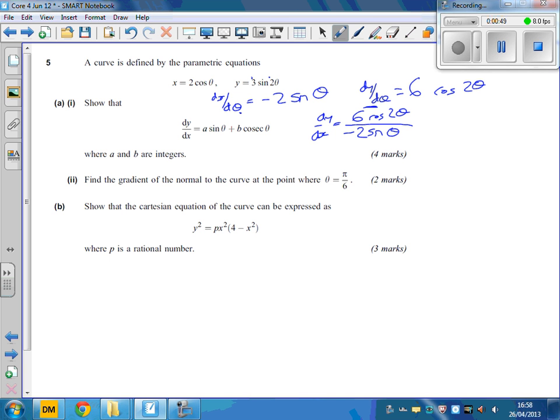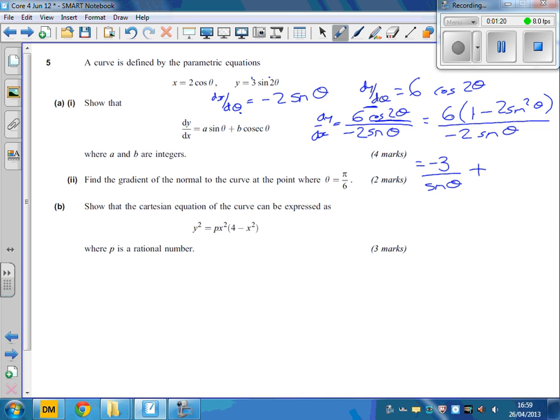It's not in the format we wanted, so we're going to need to think about what have we got that's the same as the cos 2 theta, and you need to remember these ones here. Cos 2 theta is the same as 1 minus 2 sine squared theta, and I'm dividing that by this. What have I got? 6 divided by minus 2 is minus 3. I've got minus 3, 1 over sine theta, minus 3 over sine theta, like that for now.